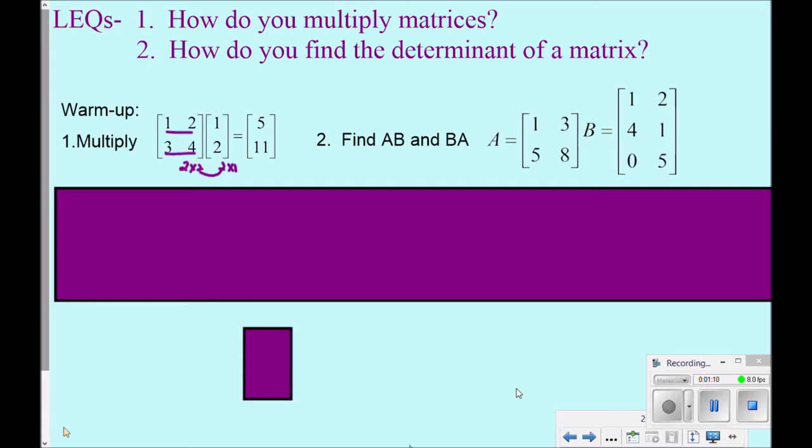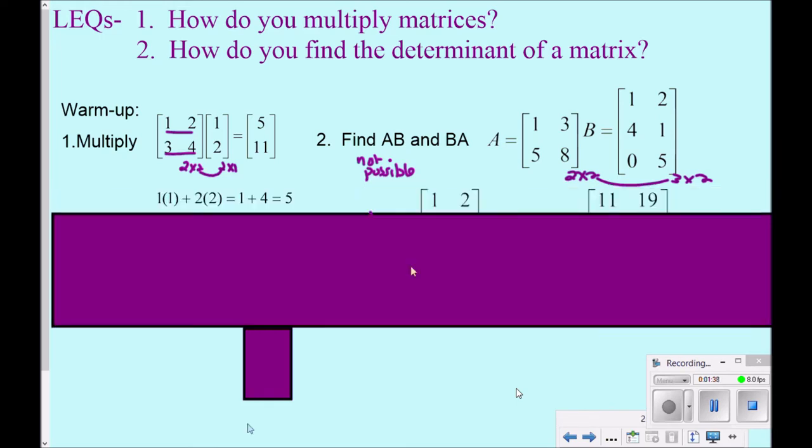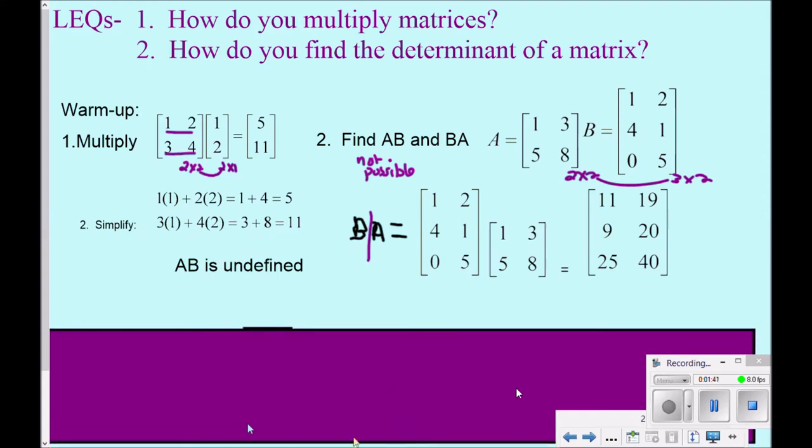The second problem, find AB. A is a 2x2, B is a 3x2. The inner dimensions do not match up, so AB is not possible, or undefined. Okay, but on the other hand, BA, 3x2 first, 2x2 second, that is possible. AB is undefined. So BA, writing down the 3x2 first and the 2x2 second gives us a 3x2.